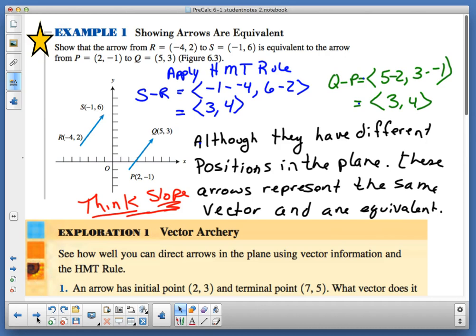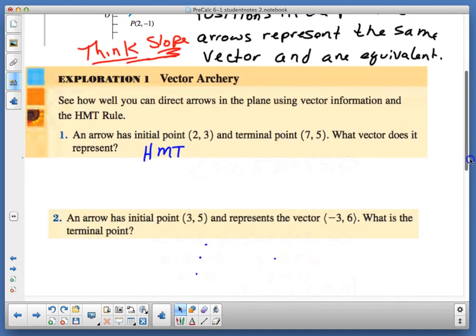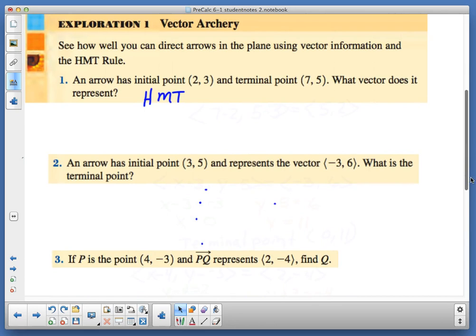Now, as we're stepping through, just working with HMT, an arrow has initial point 2, 3 and a terminal point 7, 5. What vector does it represent? Go ahead and find the vector it represents. You know the HMT. Go ahead and write it down. So we got 7 minus 2, 5 minus 3 as we go through. So we got 5, 2.